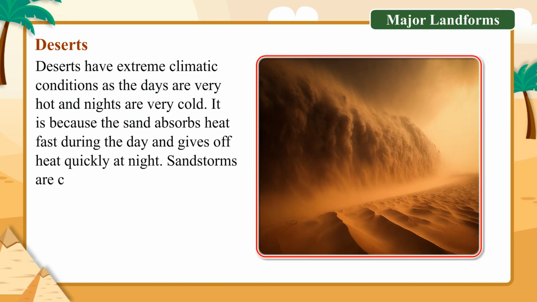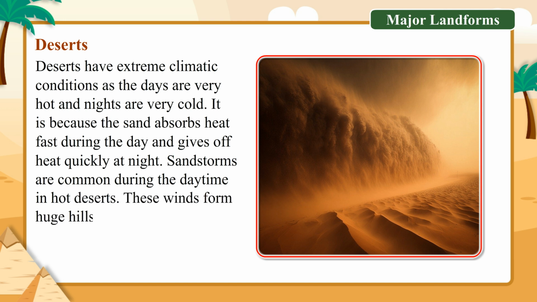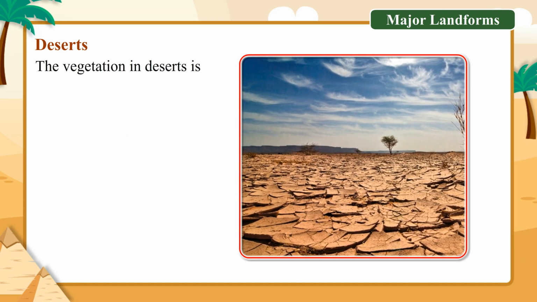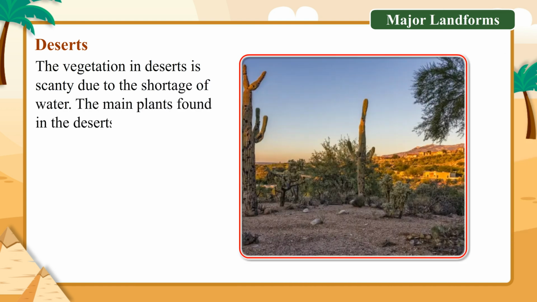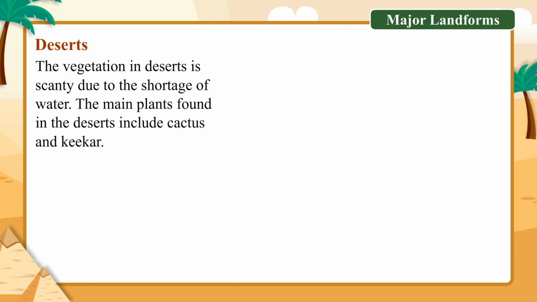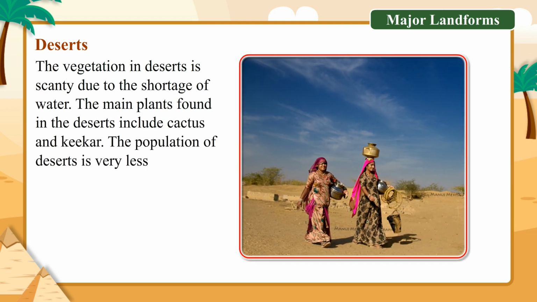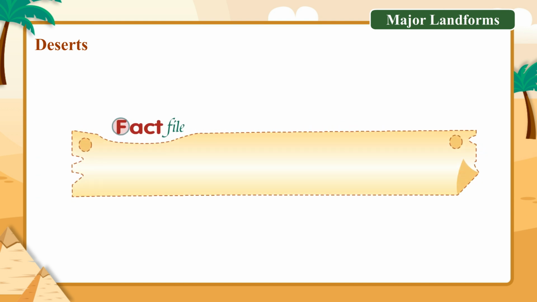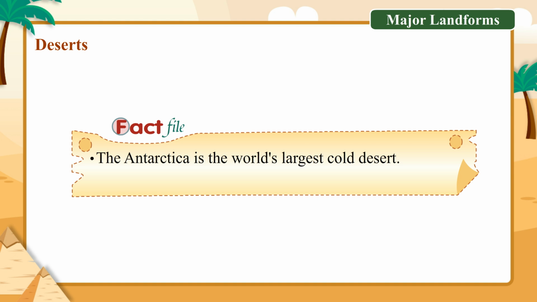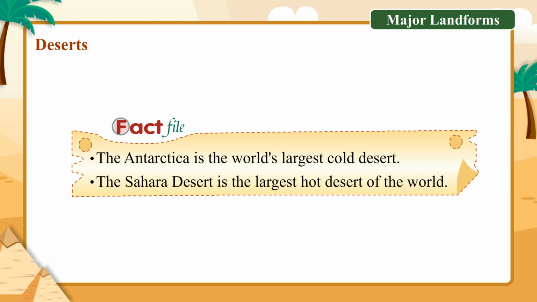Sandstorms are common during the daytime in hot deserts. These winds form huge hills of sand called the sand dunes. The vegetation in deserts is scanty due to the shortage of water. The main plants found in the deserts include cactus and kikar. The population of deserts is very less because of shortage of water, extreme climate, and less vegetation. Fact file: the Antarctica is the world's largest cold desert. The Sahara Desert is the largest hot desert of the world.